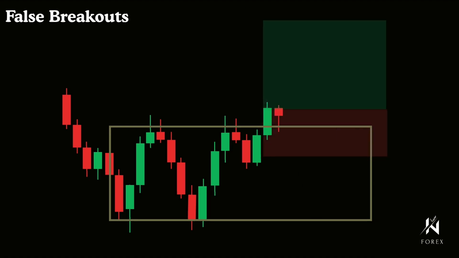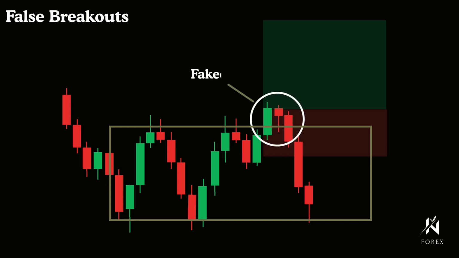Here's why. When the price breaks above a level, it activates buy stop orders, while stop losses are positioned just beneath that zone. As the price drops back into the range, those stop losses get triggered, adding bearish pressure and driving the price downward with momentum.